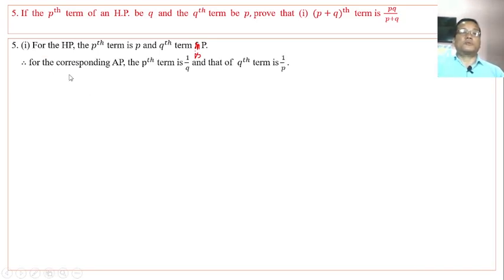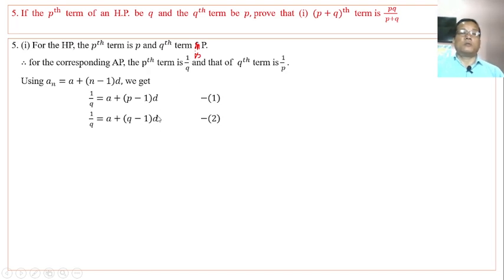Therefore, for the corresponding AP, the P-th term is 1 by Q and the Q-th term is 1 by P. Using this formula, we get the P-th term as 1 by Q, equation 1, and the Q-th term as 1 by P, equation 2.